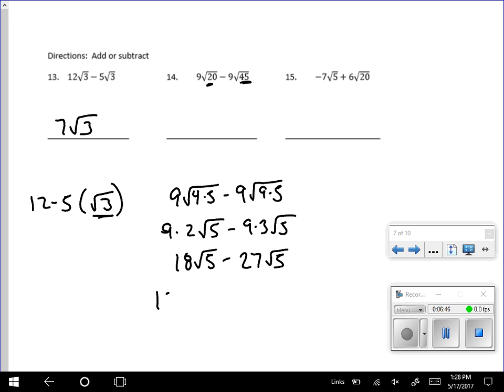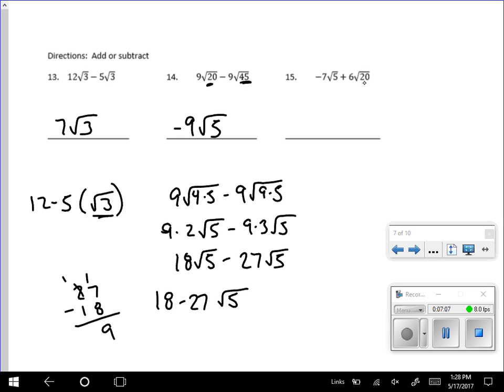So if I rearrange those, 18 minus 27 times the square root of 5 would be negative. All right, 27 minus 18, that would be 9. So negative 9 times the square root of 5.